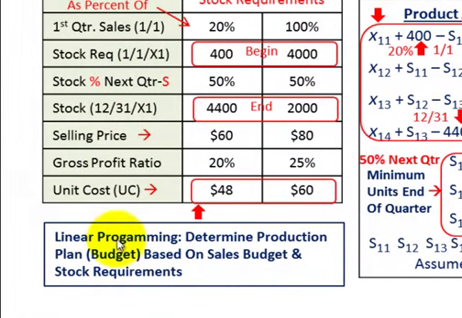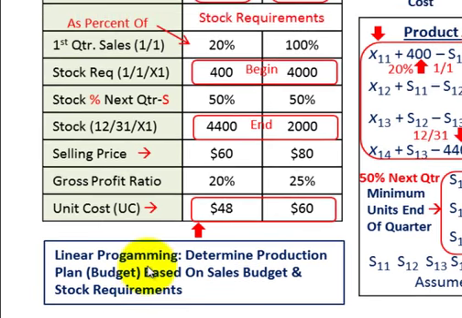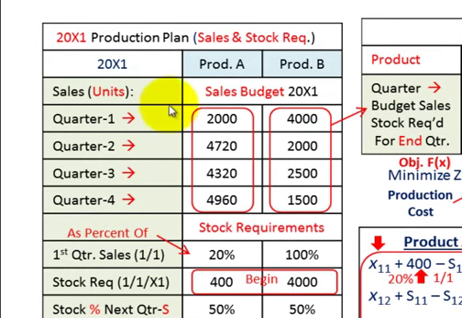What we're going to be going over here is a linear programming example where we're going to be determining the production plan or the budget for our production here based on the sales budget and stocking requirements. Okay, so for example, let's go up here and start with it. So for 20x1, we're trying to determine the production plan here, and it's going to be based on the sales requirements and our stocking requirements.